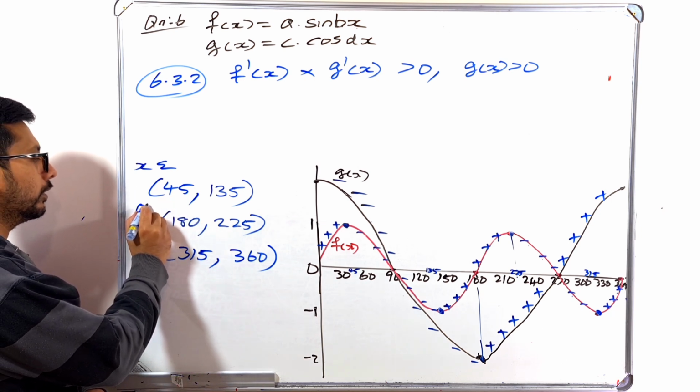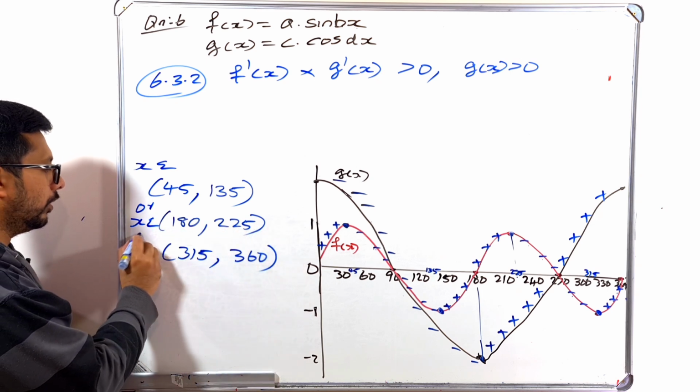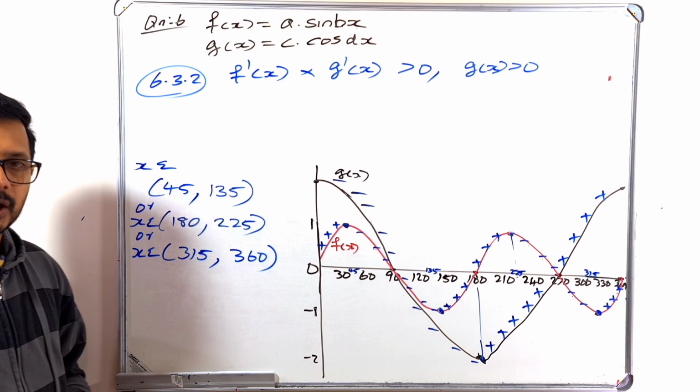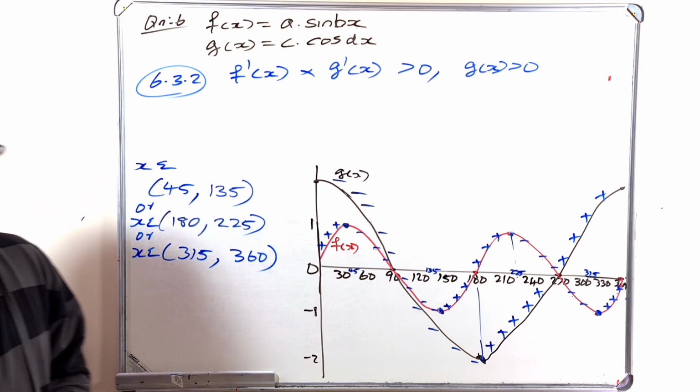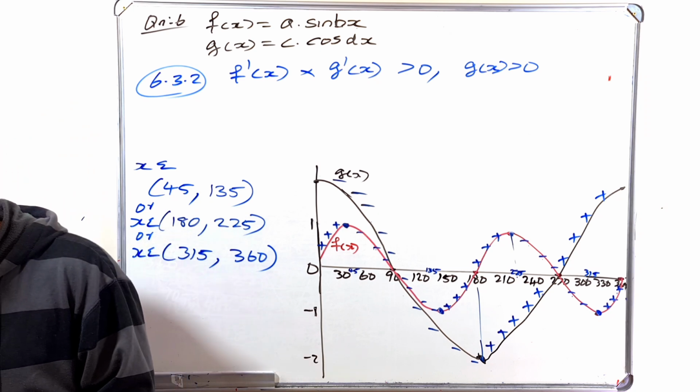So here x is an element of 45 to 335, or x is an element of 180 to 225, or you can write it as a union like that. Okay, so this is the answer, 6.3.2. Now let's move to the next question.